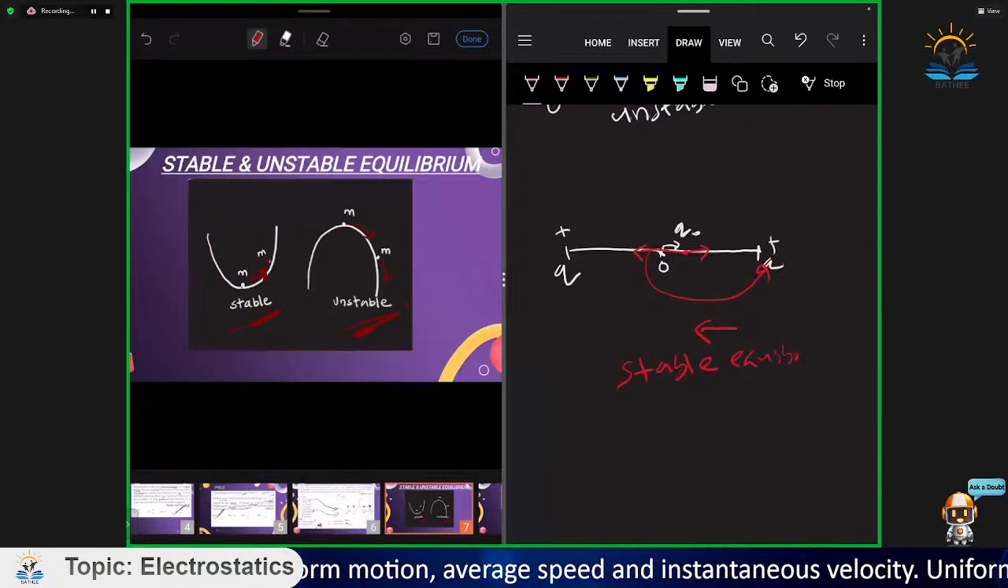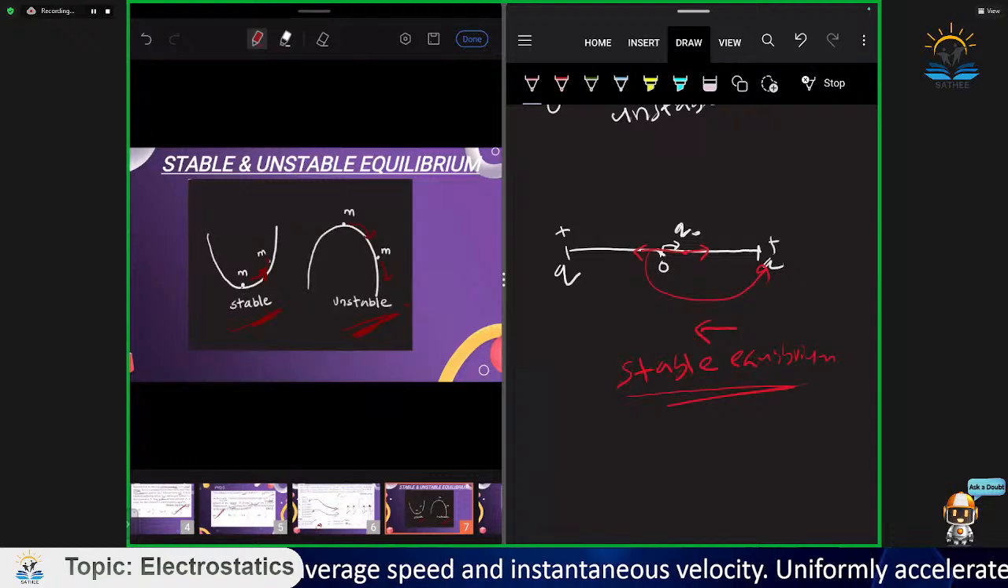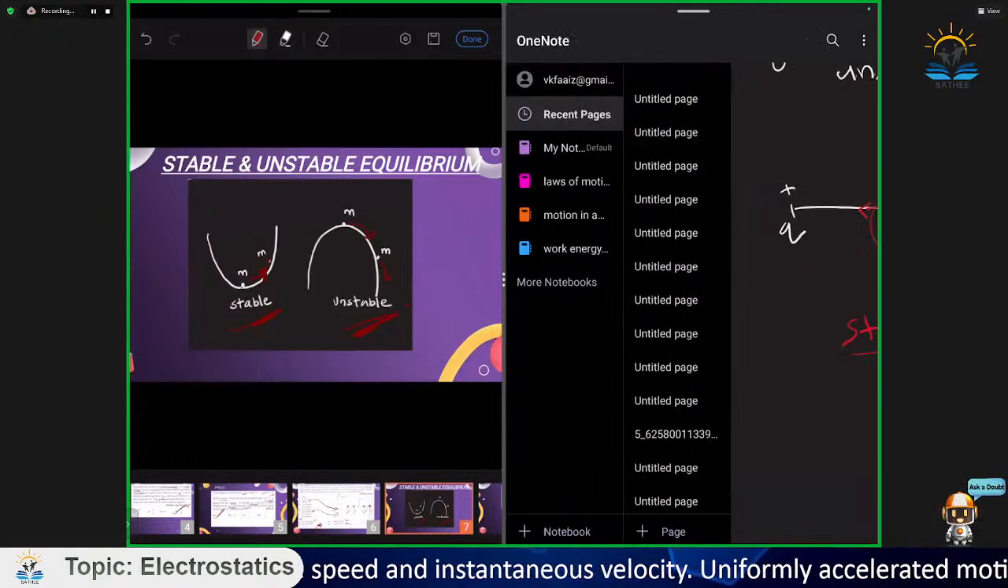Again, basic concept: force is inversely proportional to distance. Stable equilibrium.